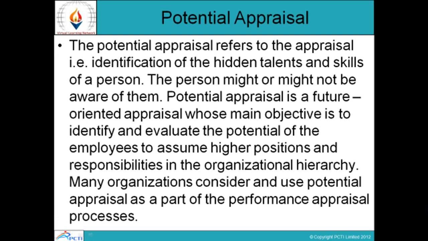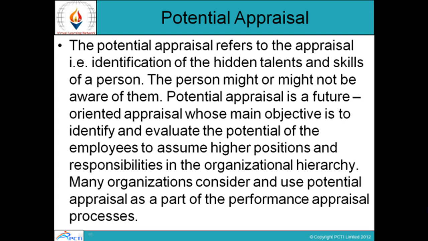So yes, the person might or might not be aware of it. When potential appraisal occurs, there are no fixed plans, schemes or methods to decide. The only thing decided is to analyze what skills, what hidden skills that person has, and how those skills are going to help the organization. So potential appraisal is very future oriented.